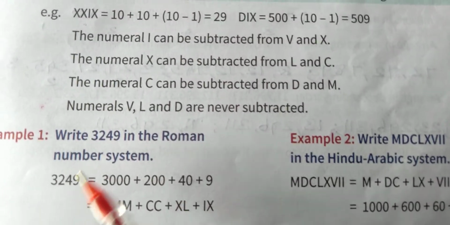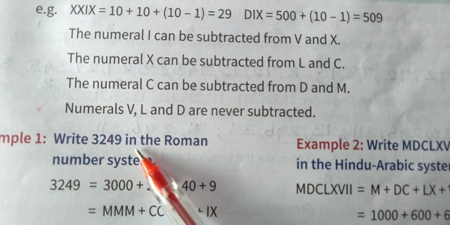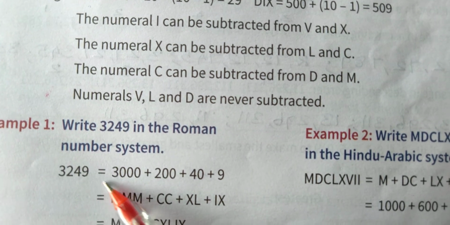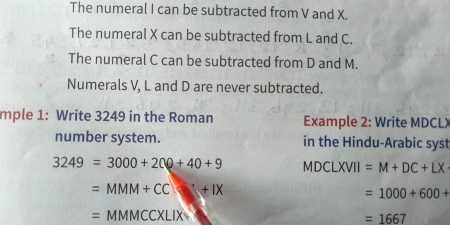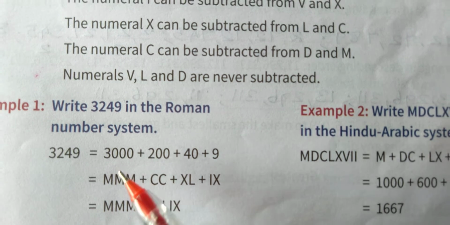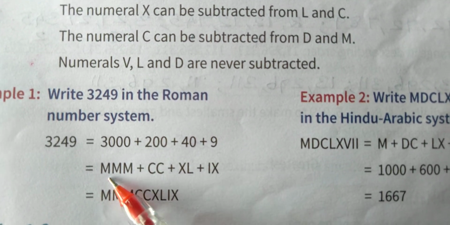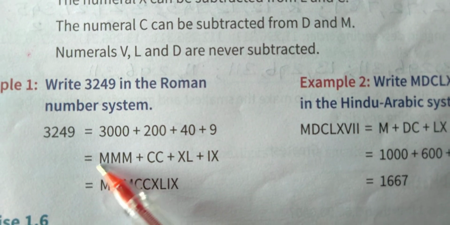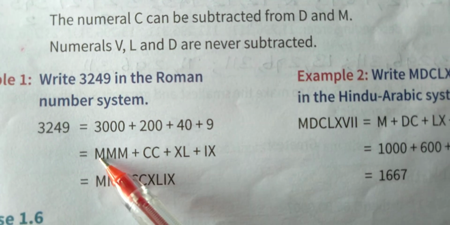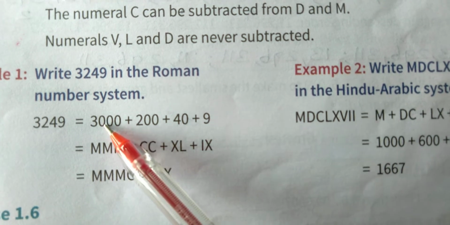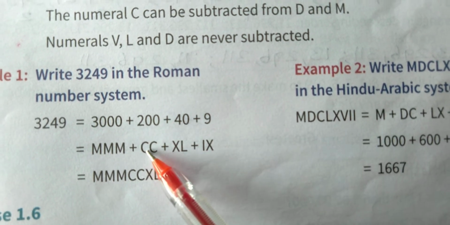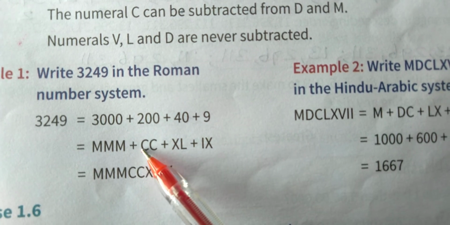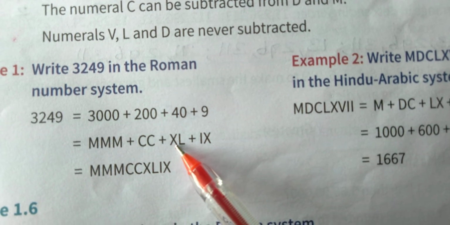Next example: write 3249 in the Roman number system. 3249 we can write as 3000 plus 200 plus 40 plus 9. For 3000 we write M 3 times, since M means 1000: 1000 plus 1000 plus 1000, 3000. Plus 200: C means 100, so 2 C's are given, 100 plus 100, 200. Plus XL.